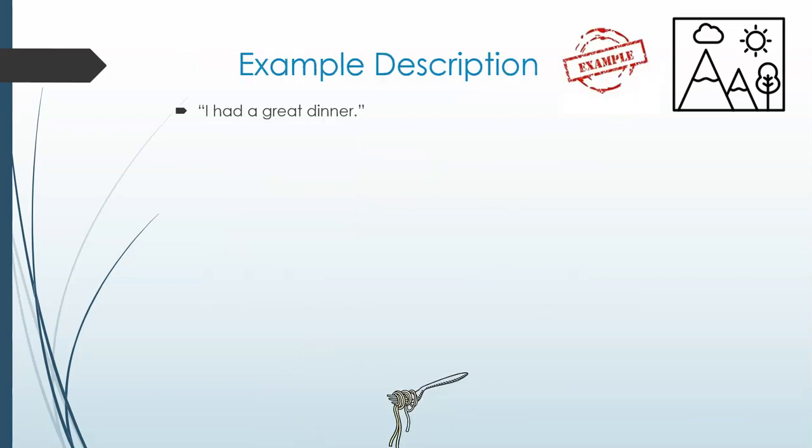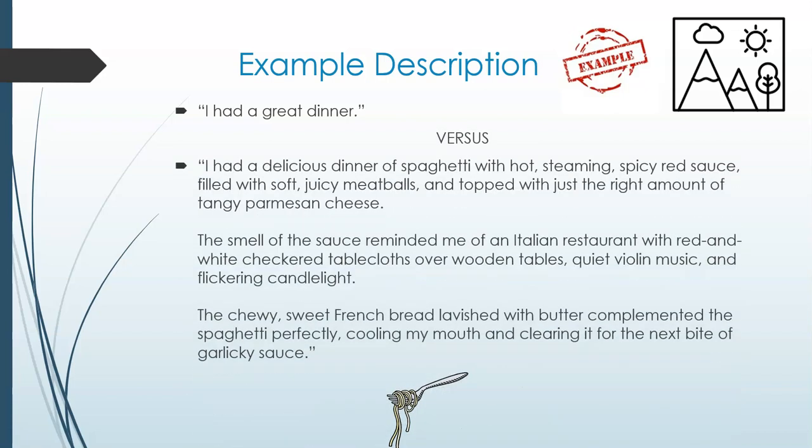I had a great dinner. Notice how vague and general this description is. Great is a very abstract term. As I mentioned earlier, it can be useful to start with an abstract term to give your reader a general idea or concept, but you should follow it up with concrete detail to show what you mean. Let's look at a description with more concrete, specific detail.